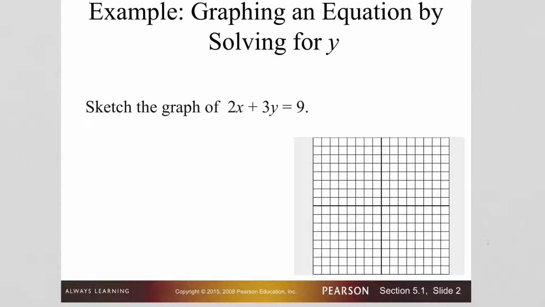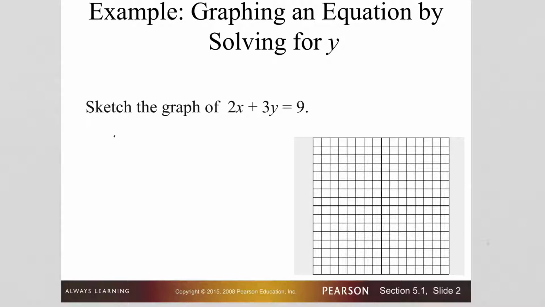Okay, so we want to sketch the graph of 2x plus 3y equals 9. There's several ways to do this. I'm going to show you one way. If you solve for y, that means get y by itself, then you're finding the slope and the y-intercept. And those are really two pieces of information that you need to graph a line.